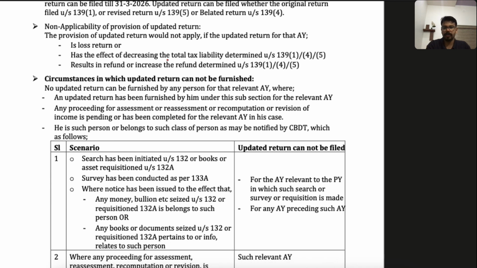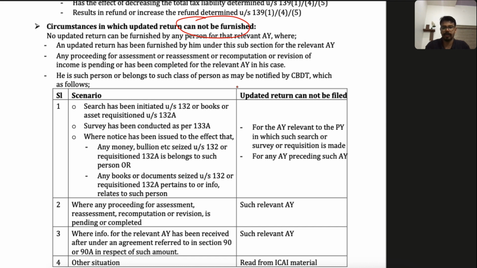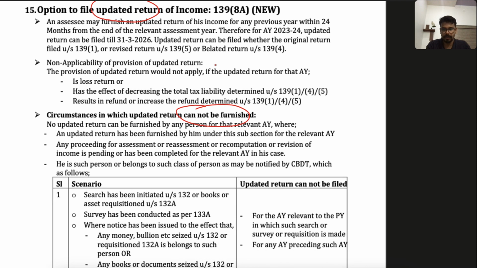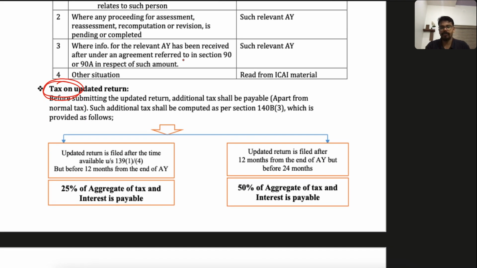For the updated return, there are some scenarios where an updated return cannot be filed, which you can just go through. An updated return can be filed for a maximum of 24 months. Okay, that is the time limit, but the taxation is actually different. If you file the return within 12 months from the end of the assessment year, then you have to pay 25% additional tax. But after 12 months and before 24 months, you have to pay 50% additional tax, in the sense of the tax and the interest. Okay, fine.